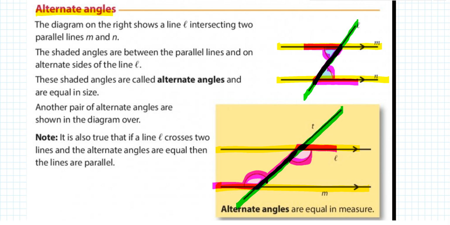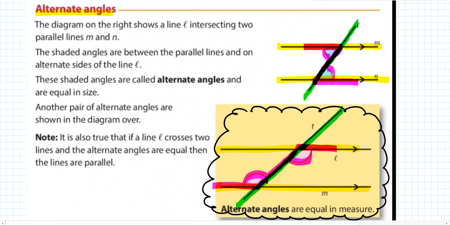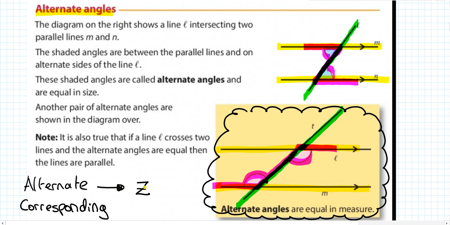So here's the fact, I suppose, the important note: alternate angles are equal in measure. People confuse the difference between alternate and corresponding, and what shapes they actually make. I like to remember that an alternate makes a Z shape, and the way I remember that is A is at the start of the alphabet, Z is at the end of the alphabet, so I think they bookend the alphabet. And then I remember corresponding is just going to be the other shape.